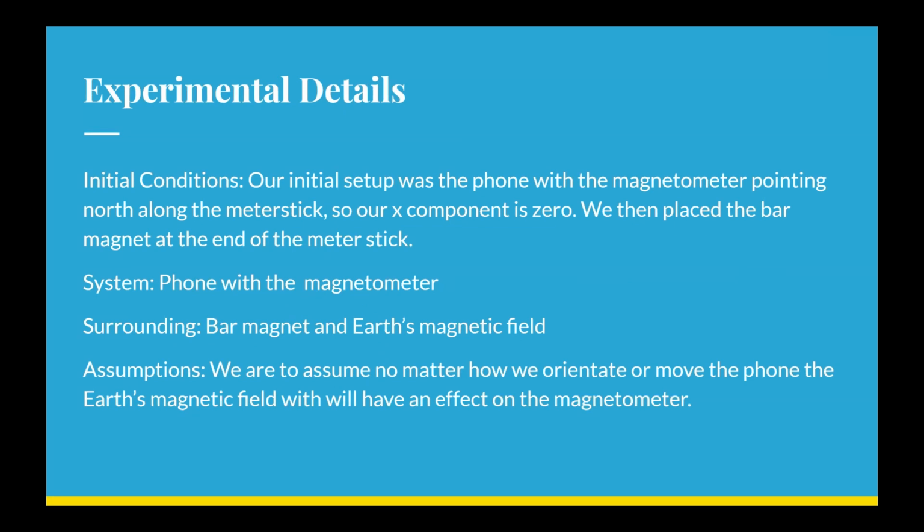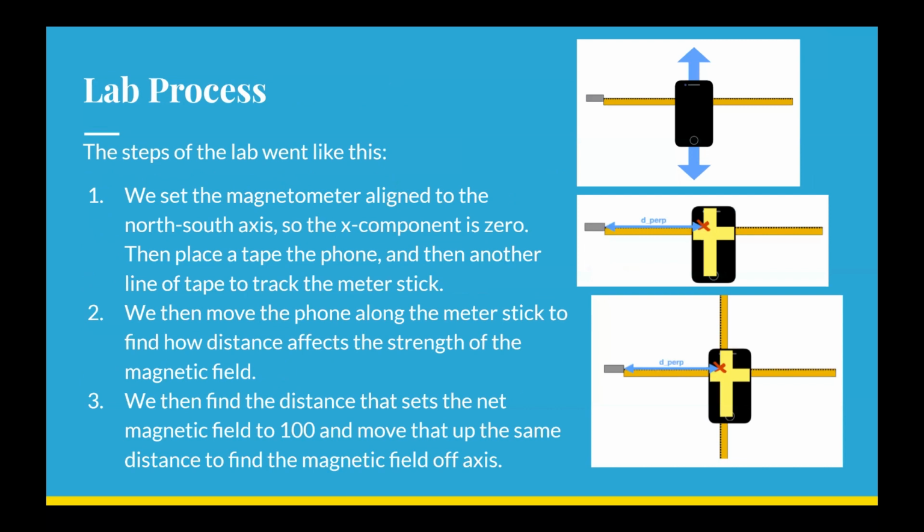Experiment details, initial conditions. Our initial setup was the phone with the magnetometer pointing north along the meter stick, so our exponent is 0. And we then placed the bar at the end of the meter stick. The system is the phone with the magnetometer, and the surroundings are the bar magnet and Earth's magnetic field on the magnet. Assumptions: we had to assume no matter how we orient or move the phone, the Earth's magnetic field and the bar's magnetic field will have an effect on the magnetometer.